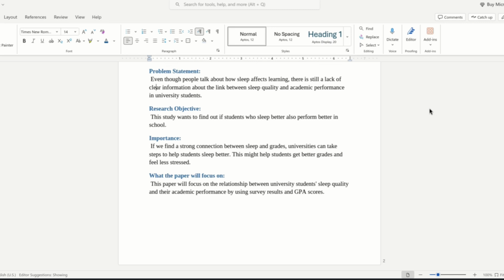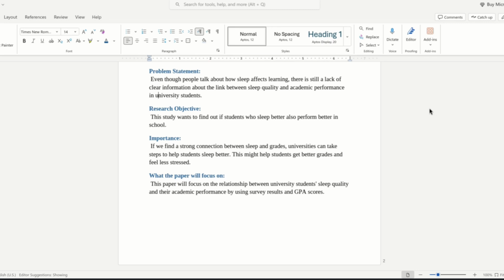Stating the research objective is fundamental to any introduction. Here, you clarify the main goal or focus of your study, explaining precisely what your research intends to achieve. This section not only informs the reader of your aims but also highlights the scope of your investigation.